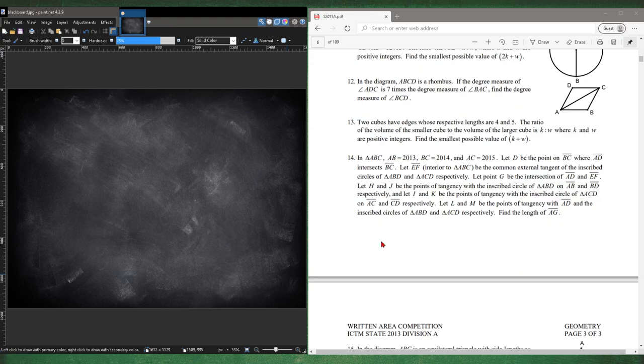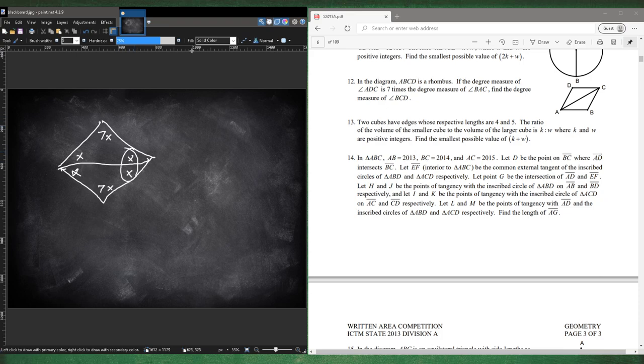Okay, number 12. In the diagram, ABCD is a rhombus. If the degree measure of ADC is 7 times the degree measure of BAC, find the measure of BCD. Okay, so let's draw the diagram. So we labeled this as X. That means this is 7X. So since this is a rhombus, that means this is X, this is X, this is X, and this is 7X. This had to be the same. That's the idea of a rhombus.